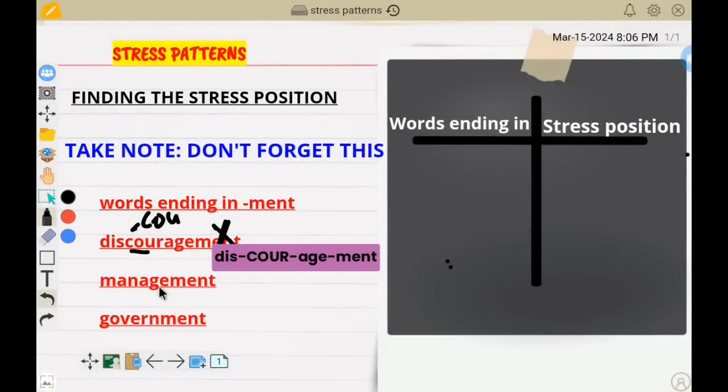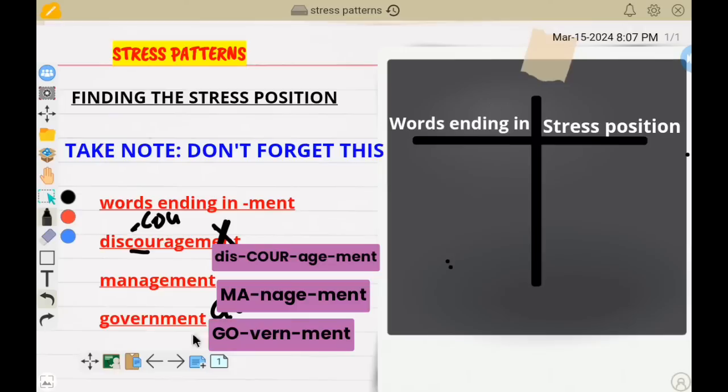Next, management. Management is also a noun, so the stress will be on the first part. Don't forget, first part, because the base form of this word is manage. That's the base form, but this whole thing is a noun. So the stress is going to be on MA. So the answer will look exactly like this. The next one is government. Government also ends with MENT. The base form of this word is govern, and the whole thing here is a noun. So the stress for government will be on GO. So the answer will look exactly like this.